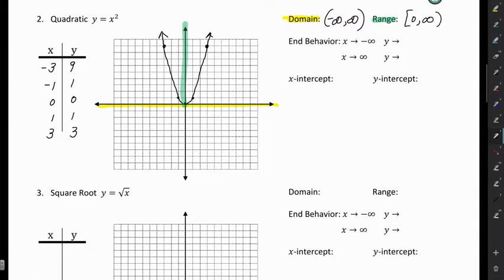What's happening as we go left on the ends? As we approach this way, left, this graph is going to positive infinity. As we go this way, right, the graph is also approaching positive infinity. Now that's what happened last time, but don't get too excited. That doesn't happen every time. The x-intercept is right there, and also the y-intercept.